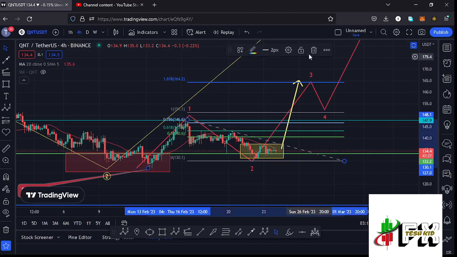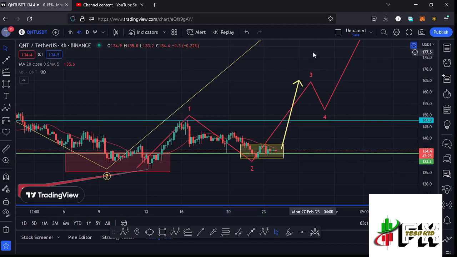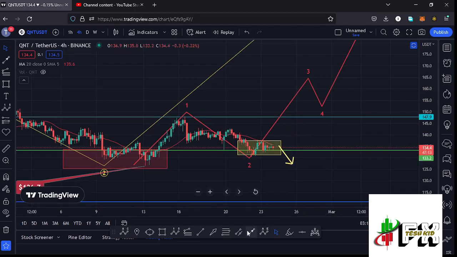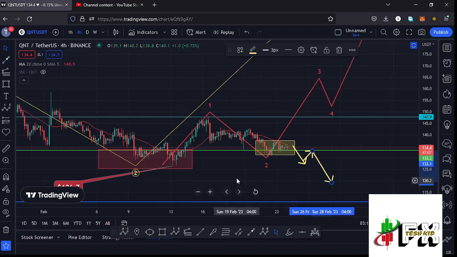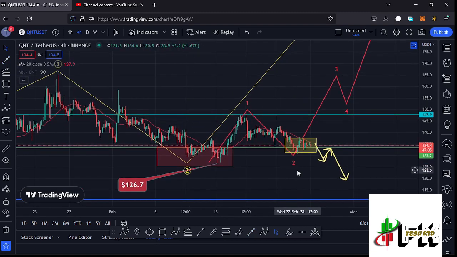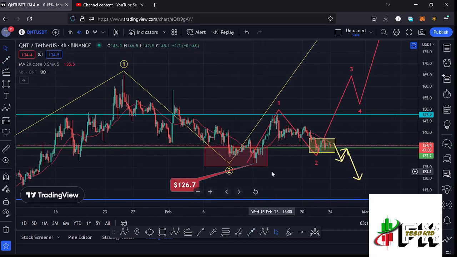But we also need to have in mind a worst case scenario that can happen in case we lose the key area of support at around the $133.2 mark. In case such a move happens and we see a break below that key area of support, maybe even see a retest of that key area of support and continue seeing even lower prices, and that can only happen in case the breakdown that we are seeing in the crypto market continues, and we see also a break below the low that we made at around the $126.7 mark.